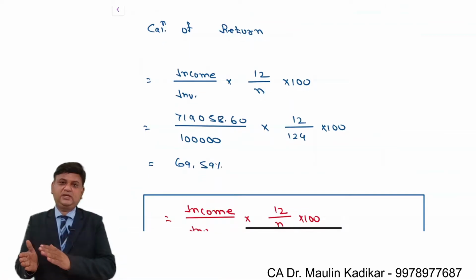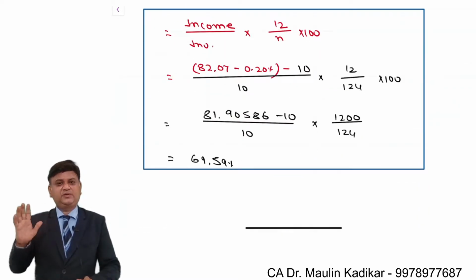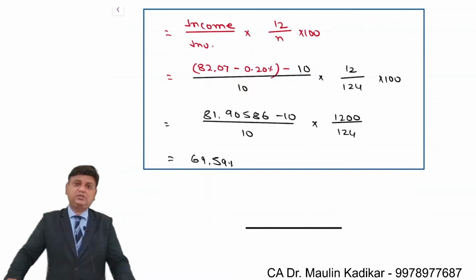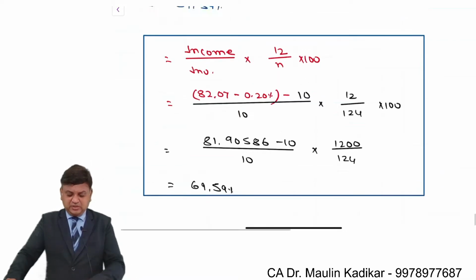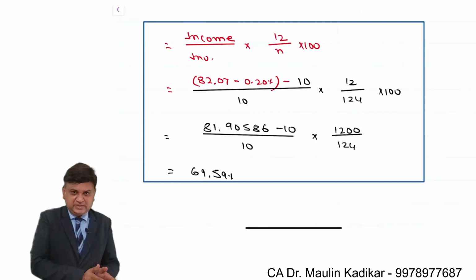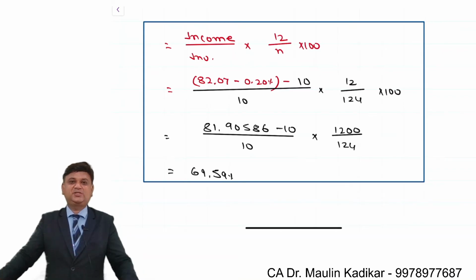This calculation can be done alternatively by using a formula like this: income upon investment into 12 divided by n into 100. That is why we can do this equation over here, because the number of units held by the investor does not change. So whether you make the calculation on a per unit basis or for the overall number of units, in either case the answer is going to remain the same.